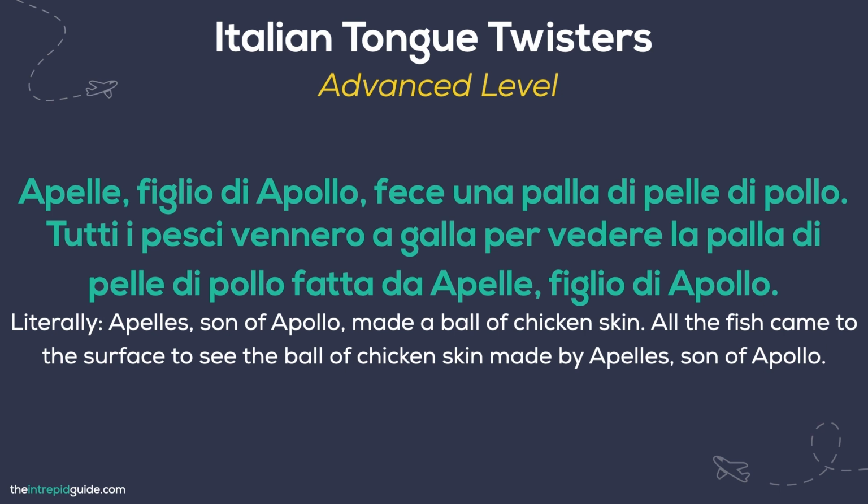Which literally means Apelles, son of Apollo, made a ball of chicken skin. All the fish came to the surface to see the ball of chicken skin made by Apelles, son of Apollo. This classic Italian tongue twister doubles as a catchy nursery rhyme, thanks to its musicality. It's all about nailing those repeated P and L sounds in different words. Plus, it's a great way to practice the pronunciation of gli, as in figlio.